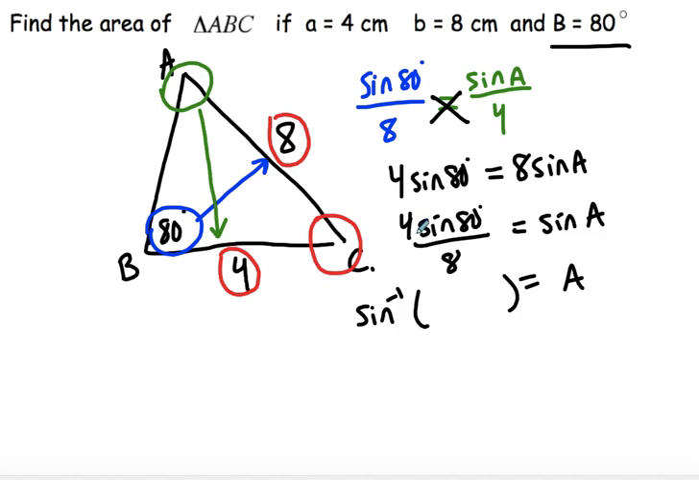Now, if you type that in your calculator, you are going to get 0.4924. So again, if you typed all of this in your calculator, that's what you would get. But now we need to do the inverse sine of that in order to get our angle A. And when you do that, you get 29.4987 degrees. So that's angle A.